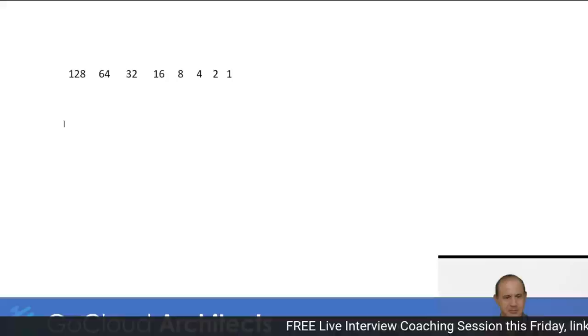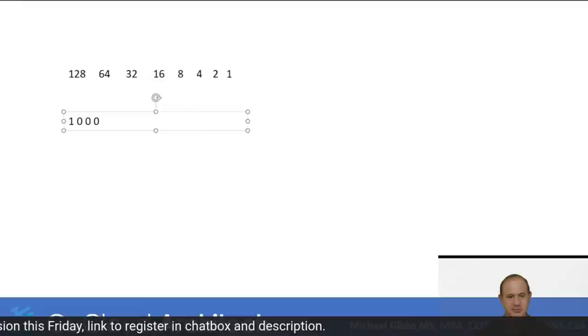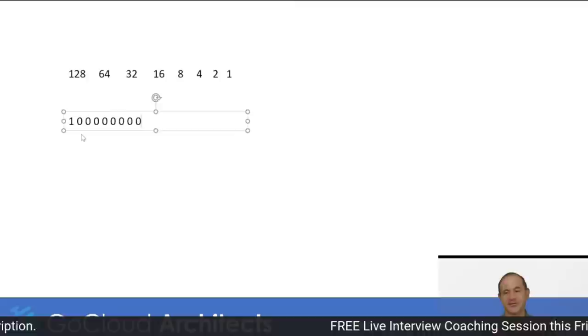Here's what a slash 25 is going to look like. A slash 25 is going to have one bit over here, and the rest will be zeros. Tell me in decimal terms what the slash 25 is.